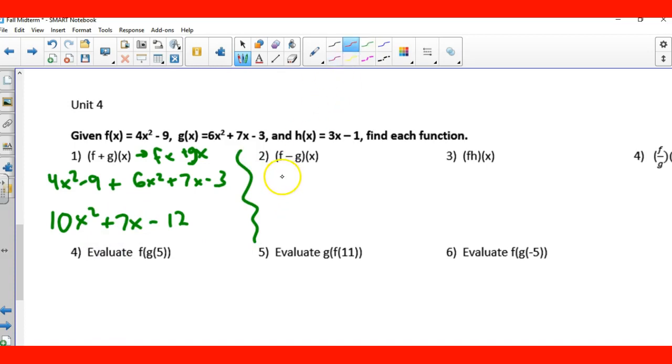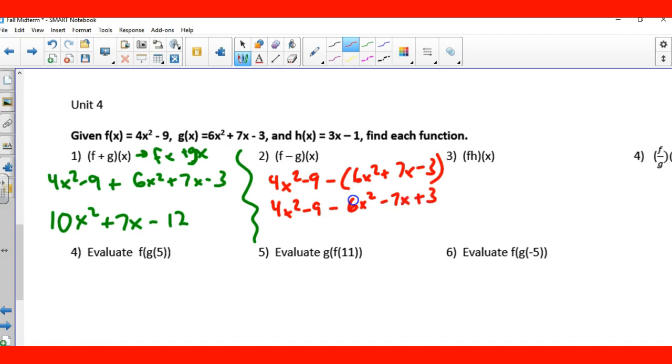Over here, we have f minus g. Again, we're just gonna subtract the two functions. Right here, you need to make sure you distribute the negative first. So we're gonna go minus 6x squared minus 7x plus 3. So now we combine like terms. So with that, we get 4x squared minus 6x squared, that's negative 2x squared. Then you have negative 7x. And then negative 9 plus 3 is going to be negative 6.